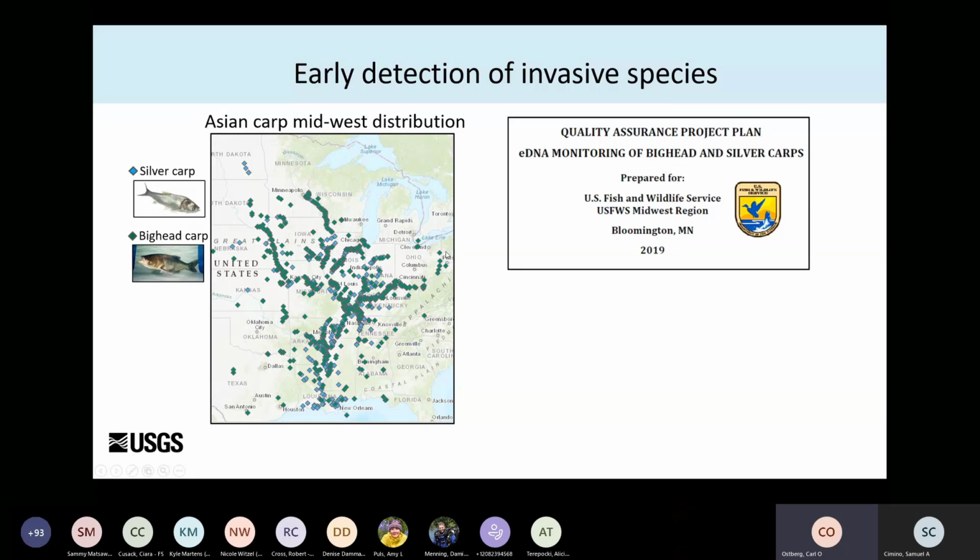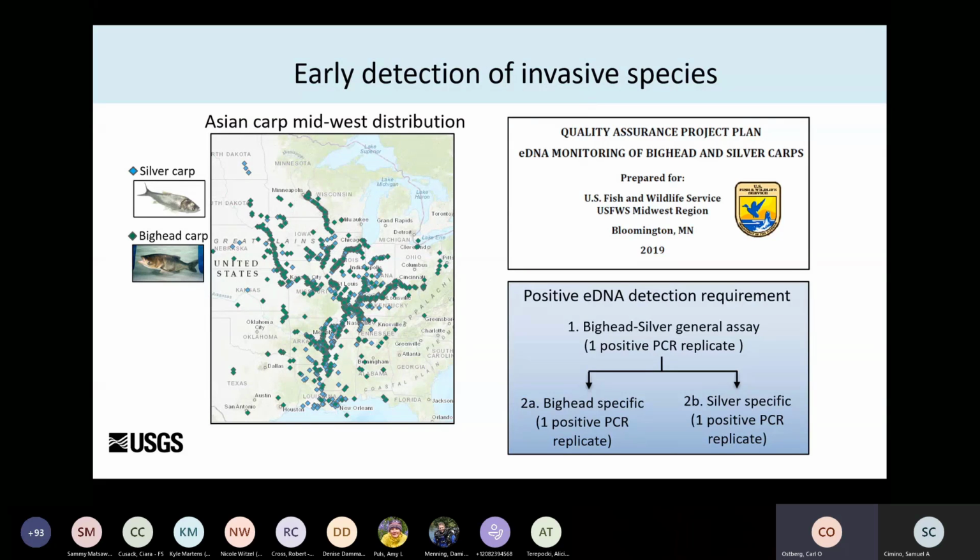And since the beginning of the Asian carp eDNA surveillance, there's been a quality assurance plan in place that gets updated periodically. The plan serves as a guide that standardizes field and lab methods that are employed during the Asian carp monitoring program. And this plan requires that before a site can be determined as being positive, a general qPCR assay is performed that targets both bighead and silver carp, and at least one replicate needs to be positive.